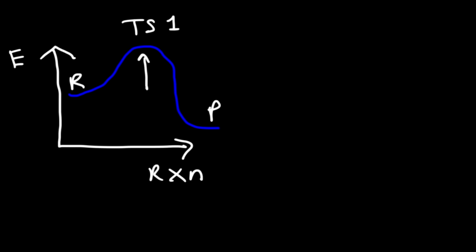Now the energy diagram for the SN2 reaction looks like this. There's only one transition state, so here it is. This is the energy of the reactants, this is the energy of the products, and on the y-axis we have the energy. On the x-axis we have the progress of the reaction. The activation energy is the difference between the energy of the reactants and the transition state.